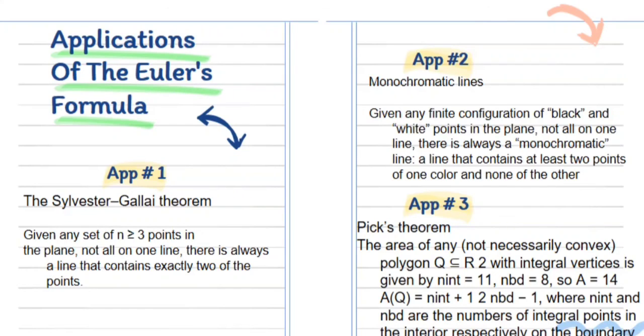And the last thing is Pick's theorem. Pick's theorem from 1899 is a beautiful and surprising result in itself, but is also a classical consequence of Euler's formula.